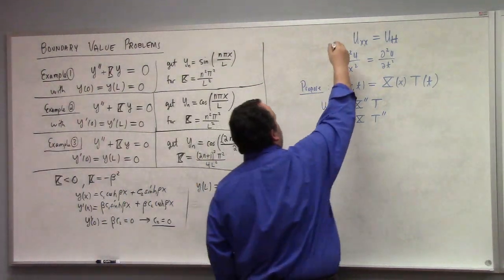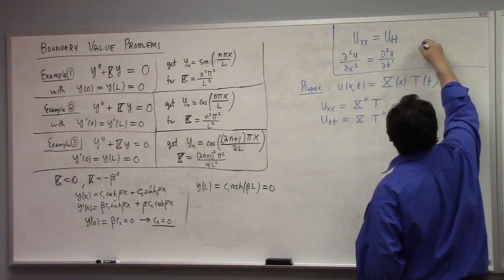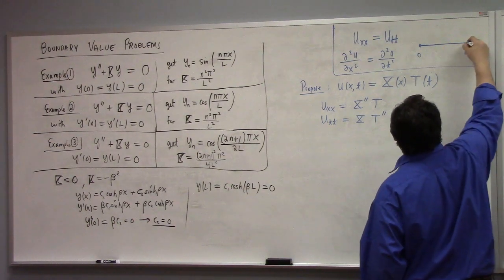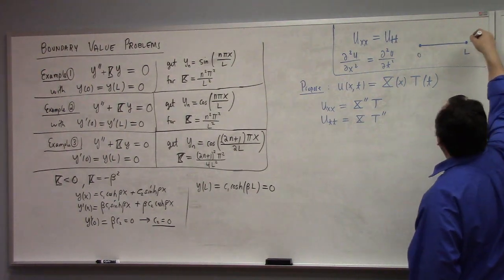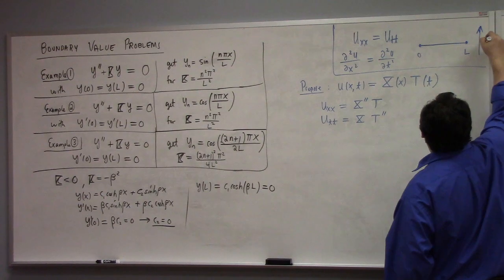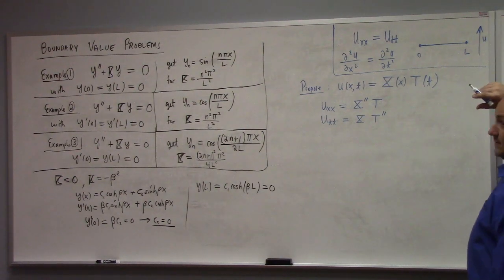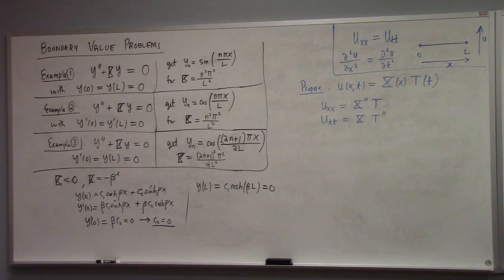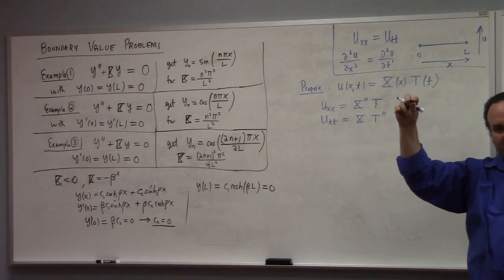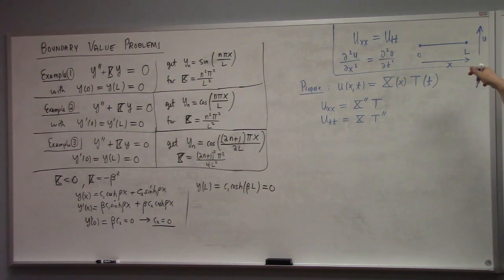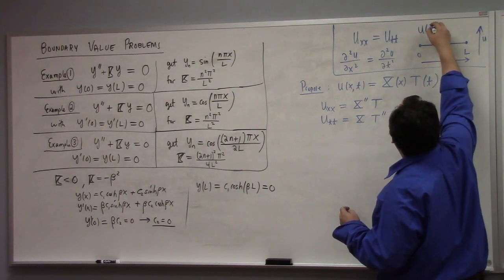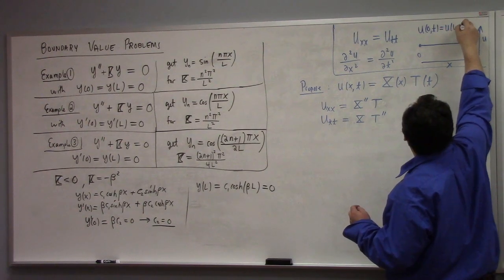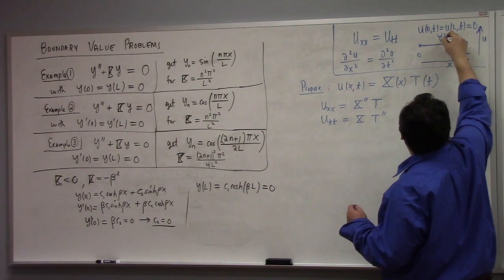Now, a wave equation comes with conditions. Maybe you're looking at 0 to L, and x is this way, and u is this way. So you want u of 0 to be equal to u of L. You want the string to be tied down at the ends, right? So the boundary values we want for this are that u of 0 comma t equals u of L comma t equals 0 for all t.